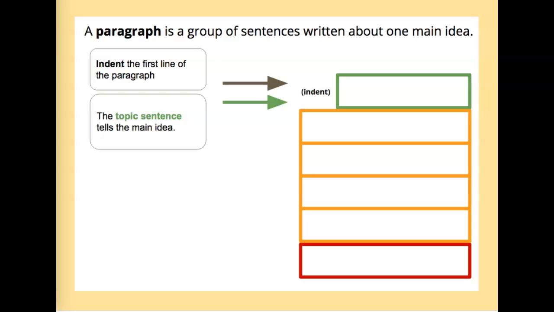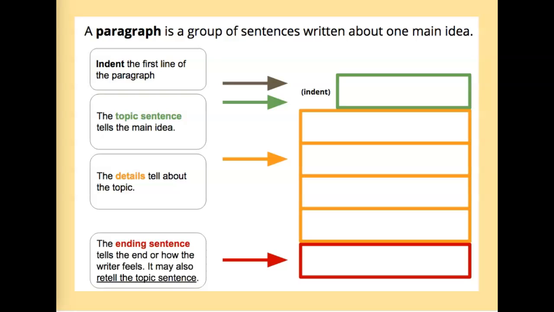And after that indent, you will have to write a topic sentence. A topic sentence tells the main idea of the paragraph. After the topic sentence, we should write details. Detailed sentences tell about the topic. Then finally, we end the paragraph with an ending sentence. The ending sentence tells the end or how the writer feels. It may also retell the topic sentence, but a little differently.